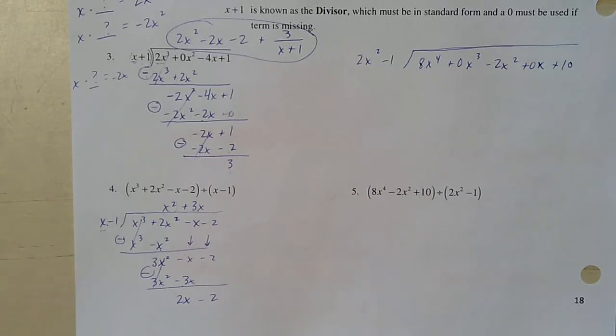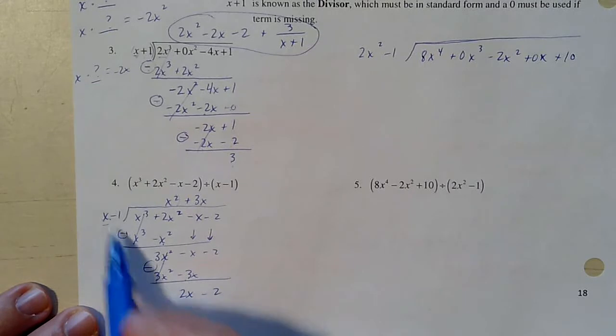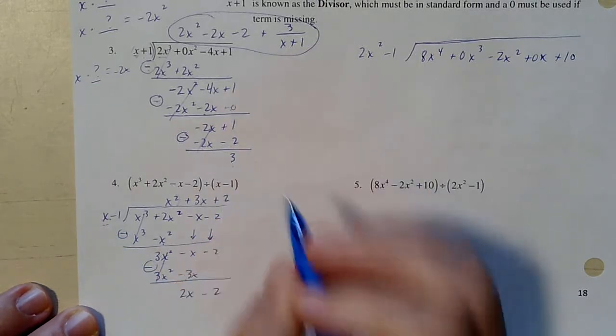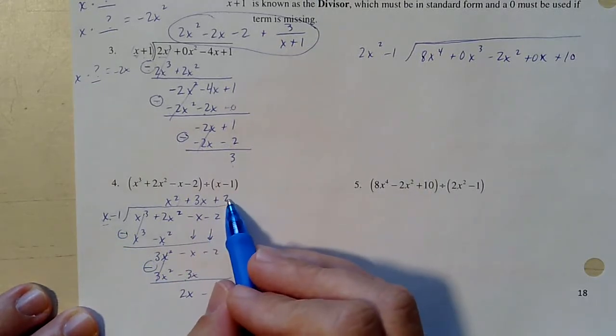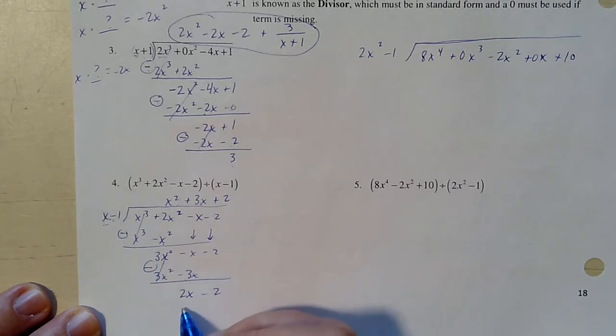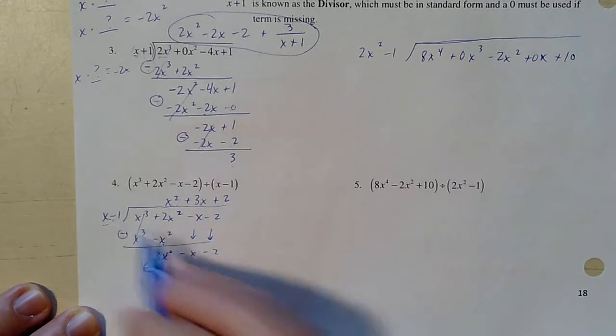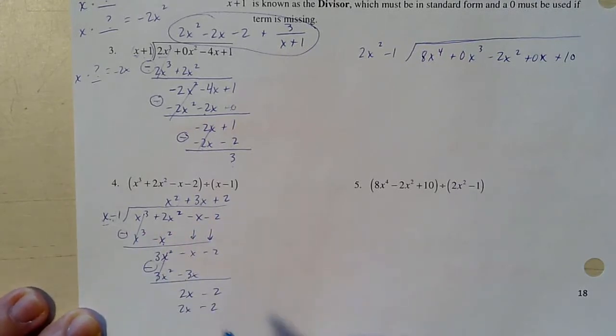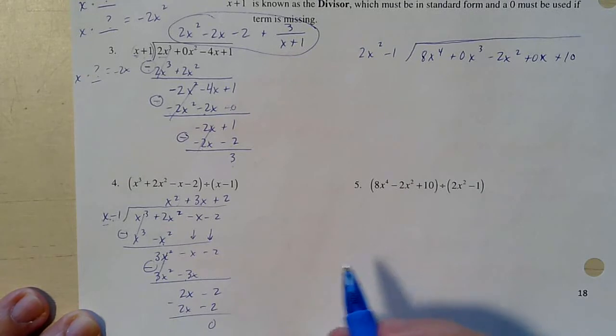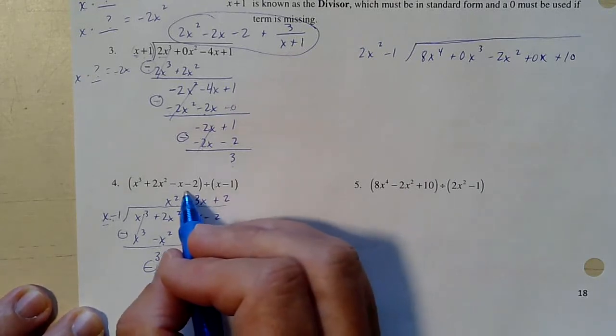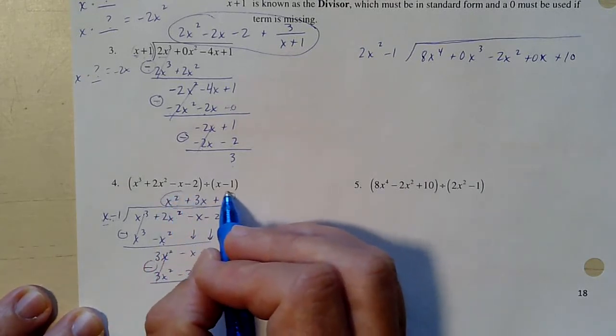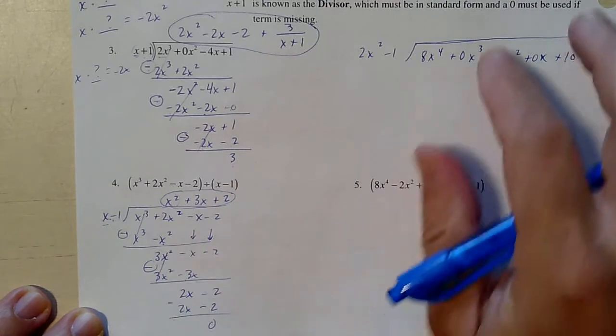Okay. All right, x still goes into 2x, so I got one more step. It goes in there 2 times. So I'll put that here, and then 2 times x minus 1 is going to be 2x minus 2. So subtract those, and they're the same thing, so we actually get 0. Okay, so no remainder to report for this one. That might happen sometimes. Here's the answer.